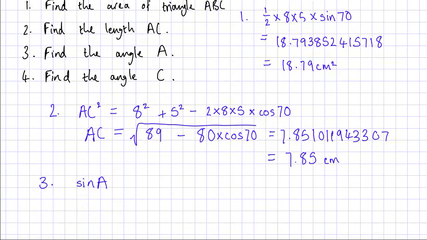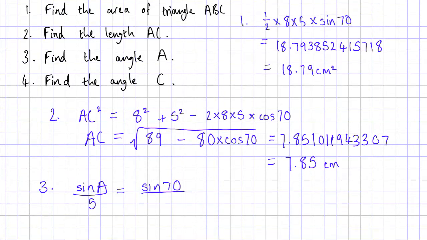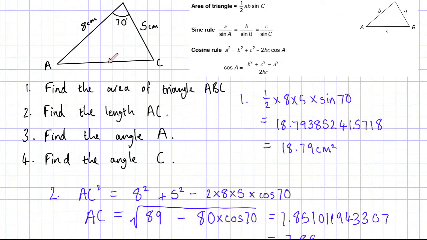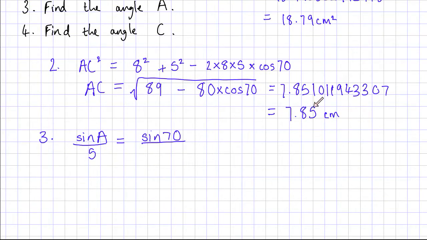So sine A over 5 is equal to sine 70 over whatever I got here, so the length of AC. The length of AC, here I've rounded it, but I'm not going to use the rounded value. I'm going to use this value here, and then I'm going to round my answer afterwards. So I'm just going to say 7.85101 and so on. So I'm going to use that value.